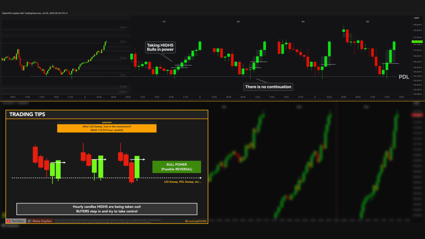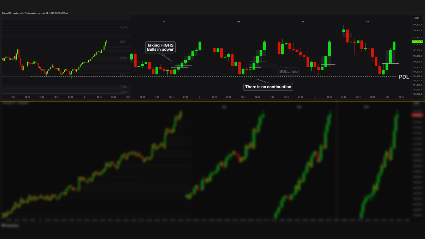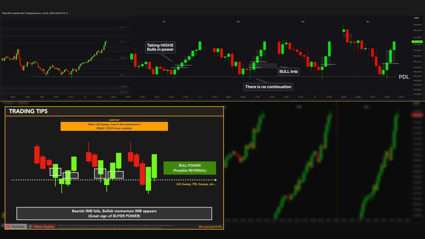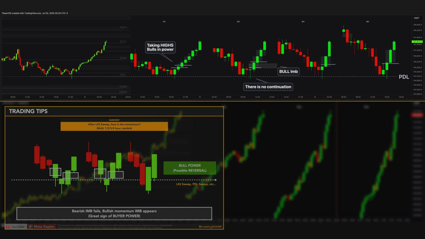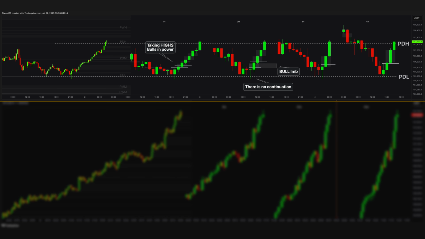Buyers taking the control back from the sellers and try to push the price up. And along the way, you can see the bullish imbalances appear, adding more confluences to the movement. So if this is a reversal, where is the price trying to move to? Yes, a clear level above PDH, the previous day high. So, right here, we have a massive rally.